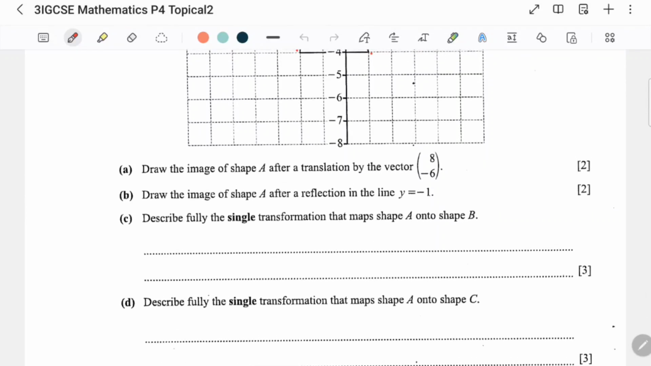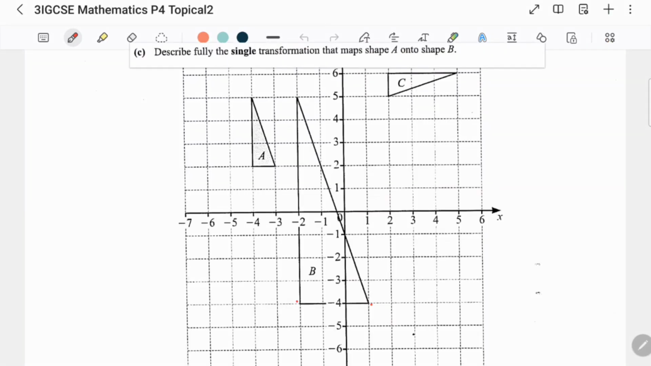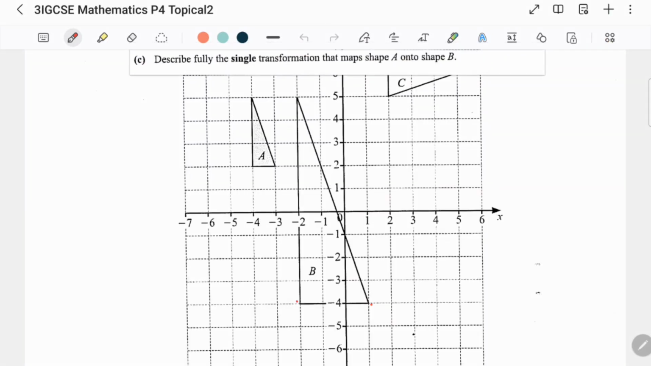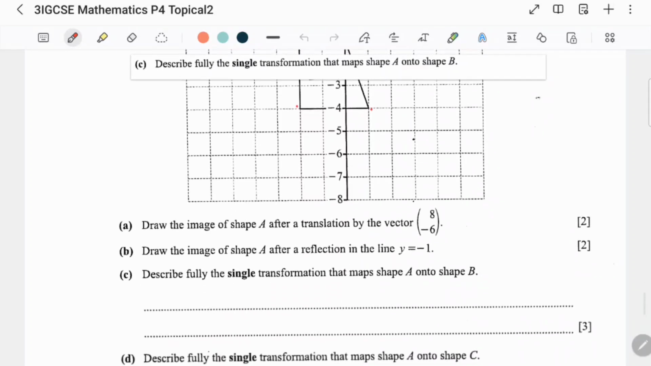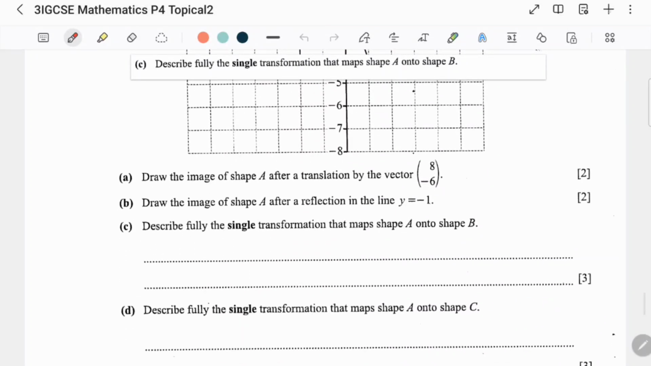Alright, so just join the corresponding points. First, name it and see where they are meeting. So we are going to describe A onto B. We know that it's an enlargement, so write down enlargement. We'll have to give the scale factor and the center as well.